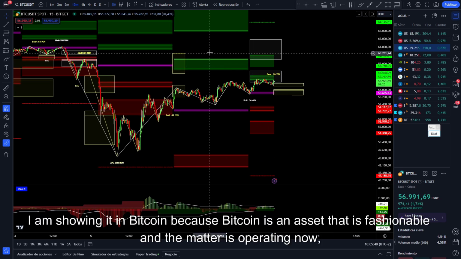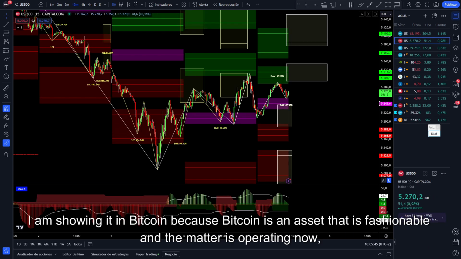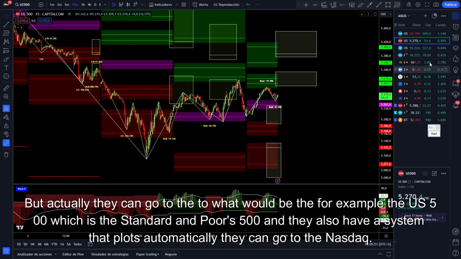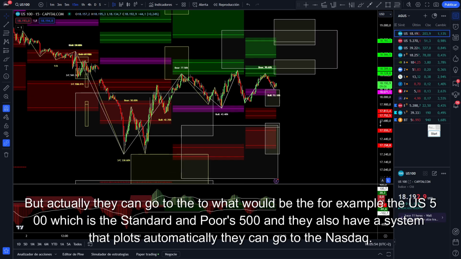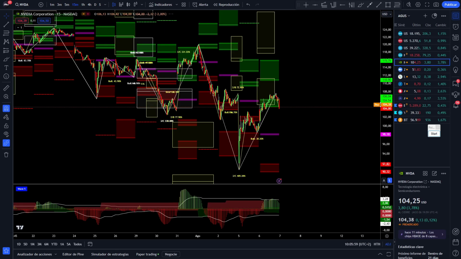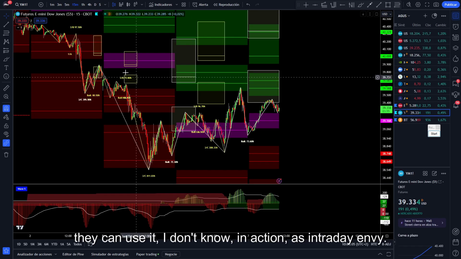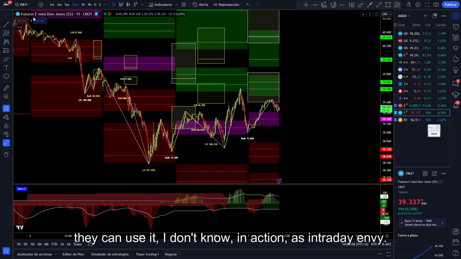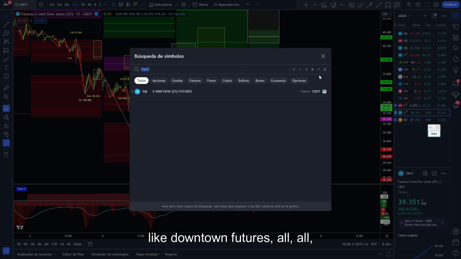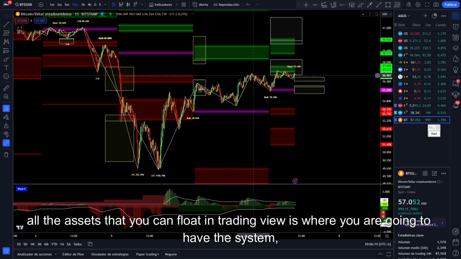I am showing it in Bitcoin because Bitcoin is an asset that is in fashion, and the market is operating now. But I show it here just as one example. Actually, they can go to the US 500, which is the Standard and Poor's 500, and they also have a system that plots automatically. They can go to the NASDAQ, and they also have the system that plots automatically. They can use it in stocks, intraday, and you can also do it in whatever you want, like Dow Jones futures. All the assets that you can chart in TradingView are where you are going to have the system.